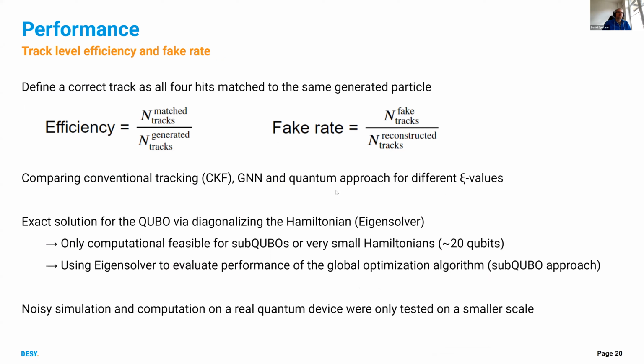We compare a conventional track reconstruction with a combinatorial Kalman filter, a graph neural network, and a quantum approach for different psi values. For the QO, there's also an analytical solution by diagonalizing the Hamiltonian, and that can also be used to evaluate the performance of VQE on the subqubit level, and also to evaluate the performance of the global optimization algorithm. This diagonalization method, we call it eigensolver in the results slides. And simulation with noise and the performance on a real quantum device were only tested on a smaller scale.